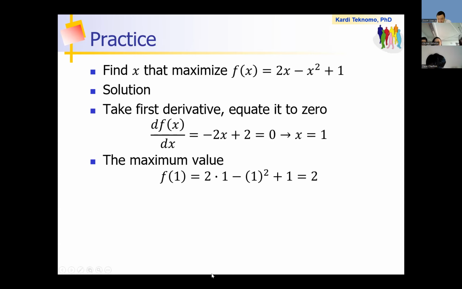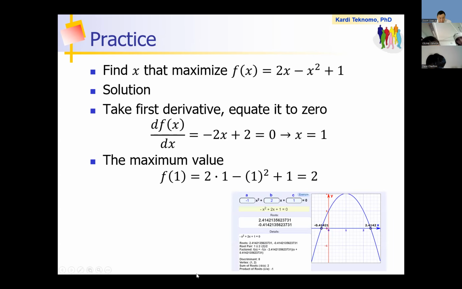You remember this, right, in calculus? So, and you can also see the drawing. Yeah. So this is what happened. You get the maximum value here.